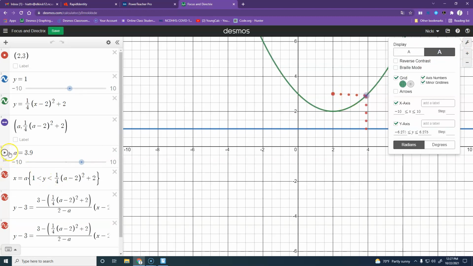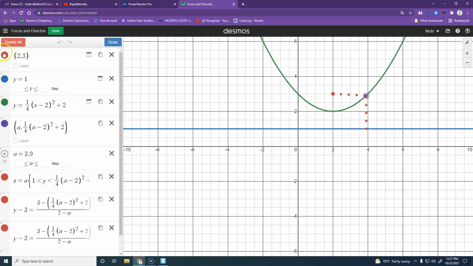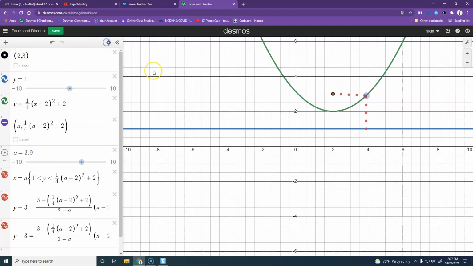Let me change its color. Can I change its color? Let me make it orange. No, orange doesn't show up that well. Let's do black. No, it still doesn't look much different. So, look right here. That black point right there is the focus of this parabola.